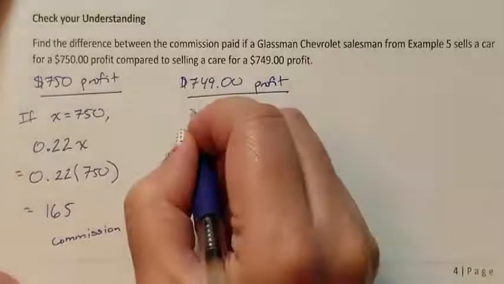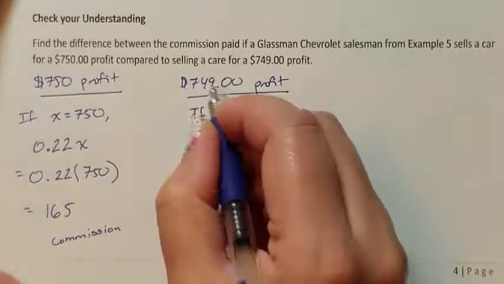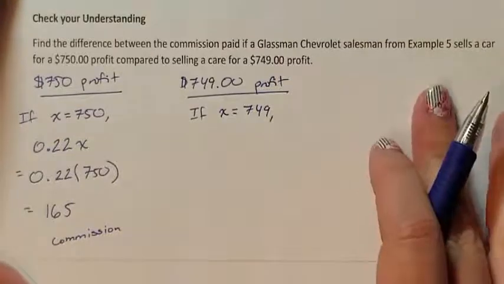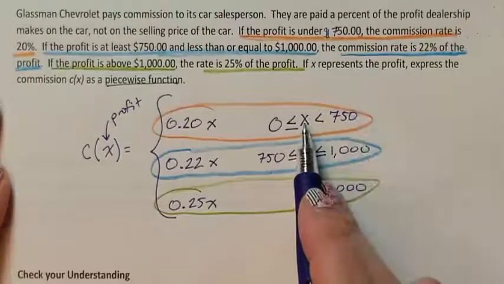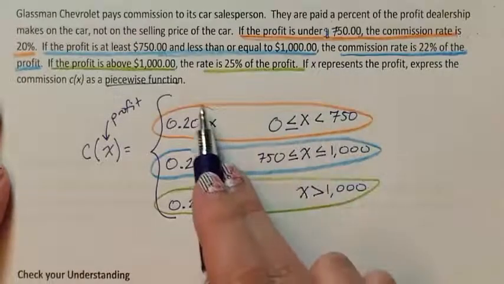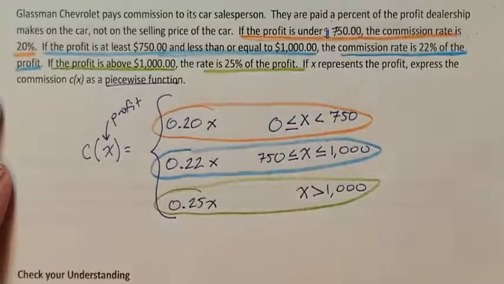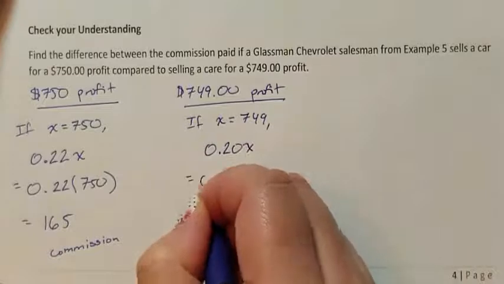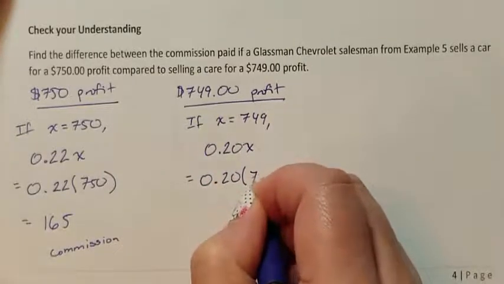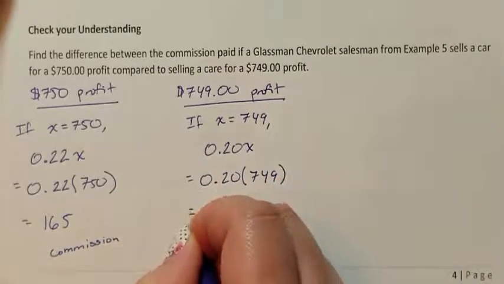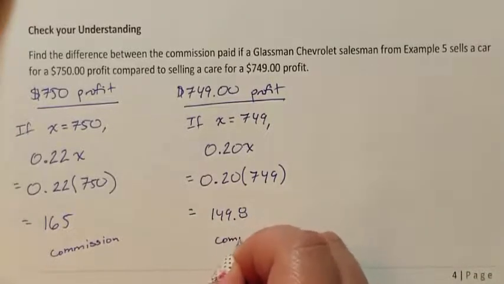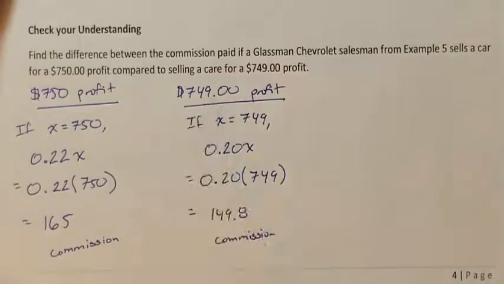Well, what if the profit, meaning the X, was $749 instead? So let's see, on the piecewise function we wrote, $749 is smaller than $750. So this would be the equation that we would be using. So that meant that we are supposed to be using the 20% commission rate. So 20% of the $749. This is $149.8. This is how much commission that he would have earned if he sold the car for that much.